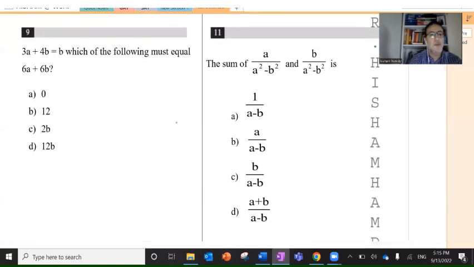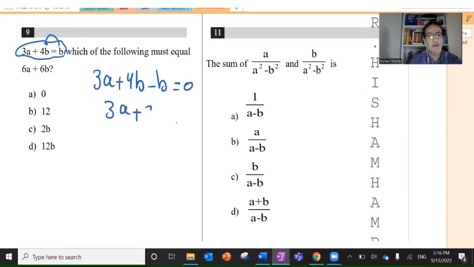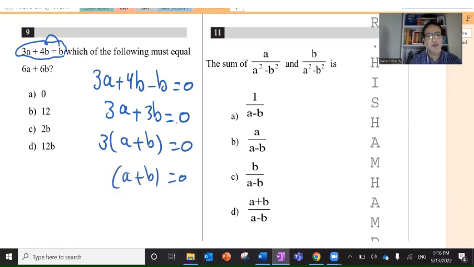Now, number 9. 3a plus 4b is equal to 0. What if I move the b inside? So it's 4b minus b, which is 3b. So it's 3a plus 3b is equal to 0. If I take 3 as highest common factor, and divide by 3, so a plus b is equal to 0. So if I multiply 6 by a plus b, it will give me also 0.